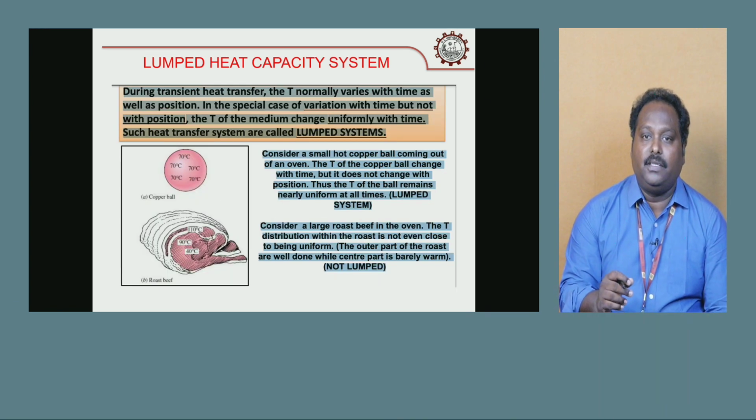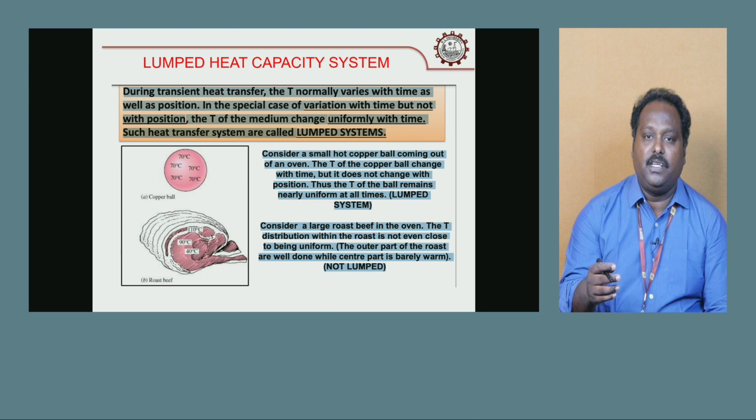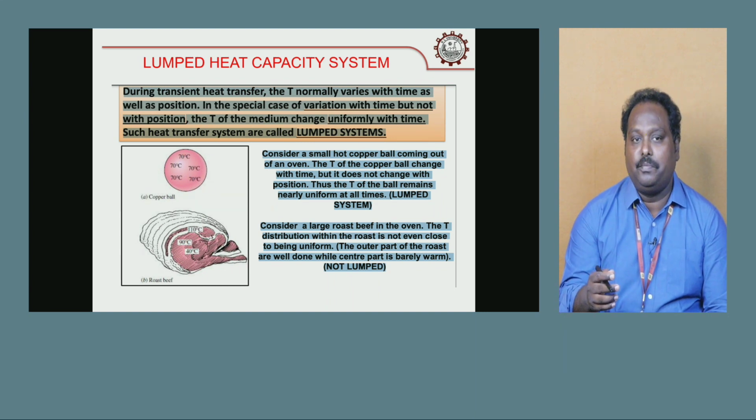If you see this slide, you can understand the difference between which is a lumped system and which is not a lumped system. There are two examples. During transient heat transfer, the temperature normally varies with time as well as position. So in the special case, there is variation with time but not with position.